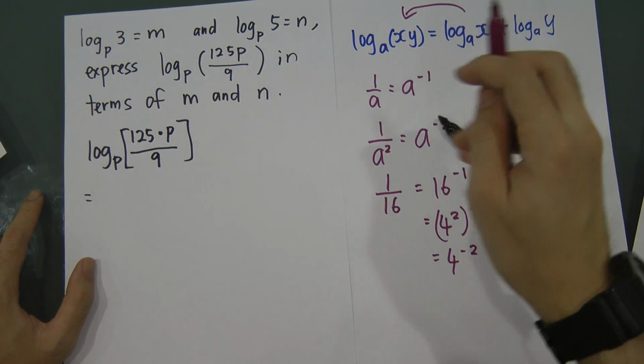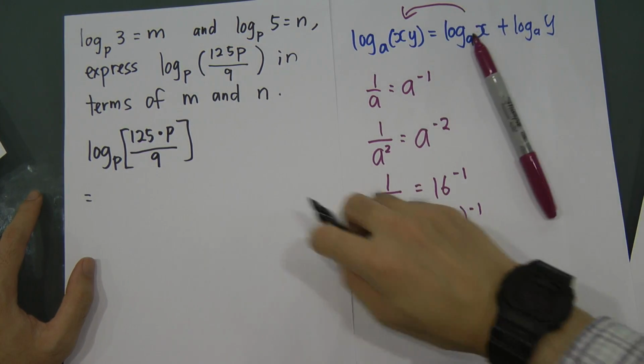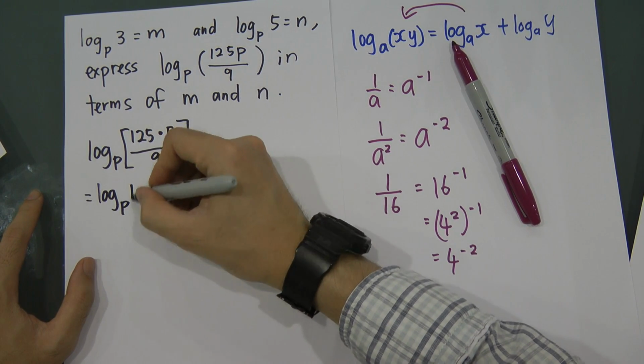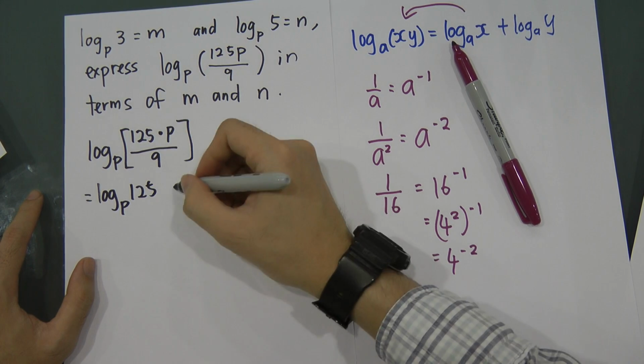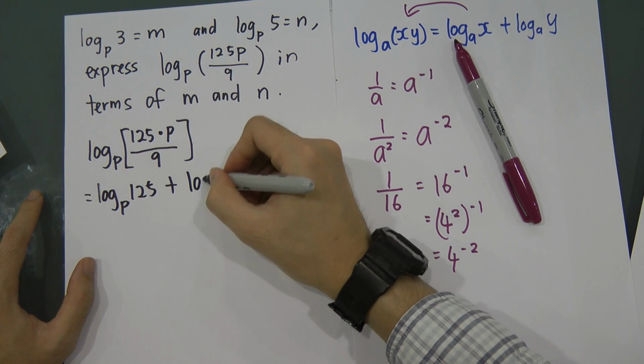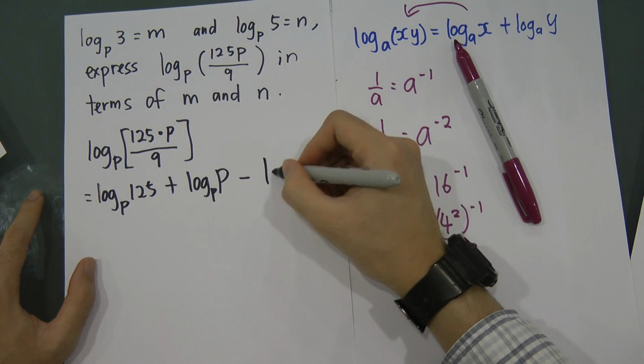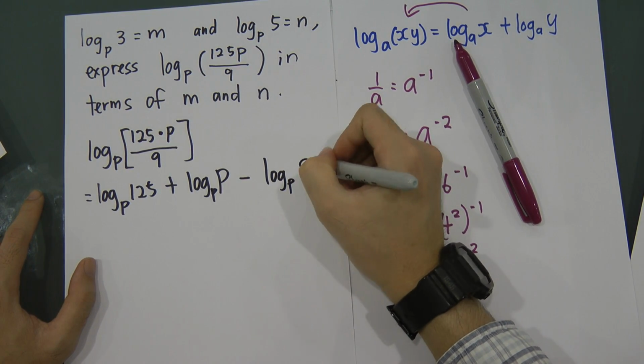Alright, from the law just now we know multiple, if we expand become plus, divide become minus. So actually it's very simple. So what I will do is, I will write something like this. Log P 125, multiple, right, plus log P P, divide, right, minus log P 9.